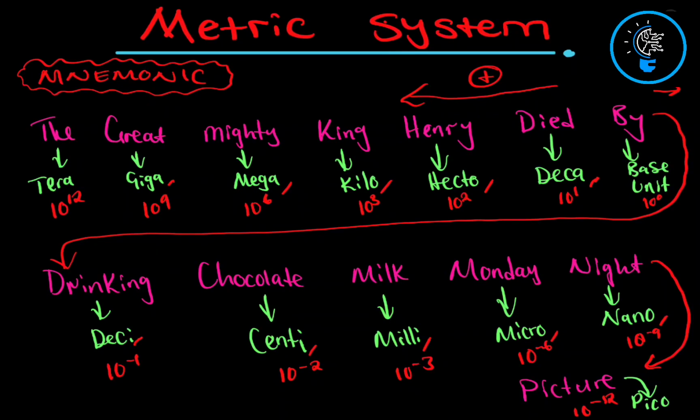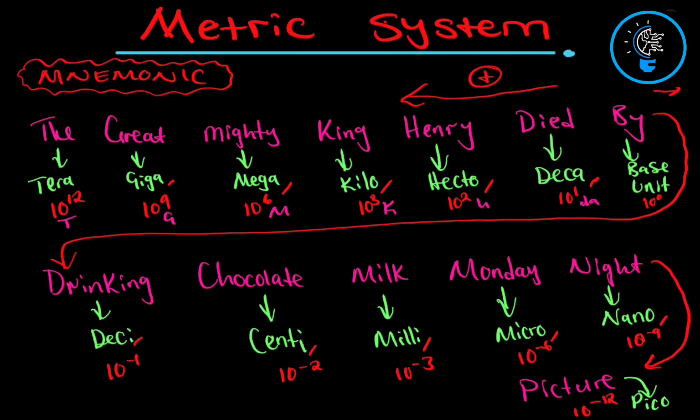The next thing that you need to know is the symbols. Let's begin with Terra: capital letter T. Giga, capital letter G. Mega, capital letter M. And kilo, capital letter K. We're done with capital letters. Hecto is represented by a small letter h. Deca is represented by small letters d and a. It's the only metric unit that has 2 letters in its symbol.